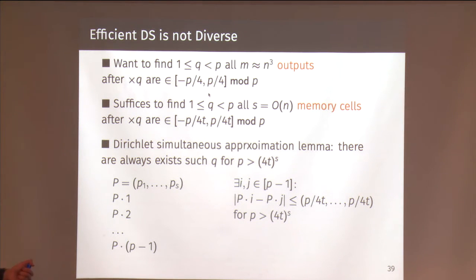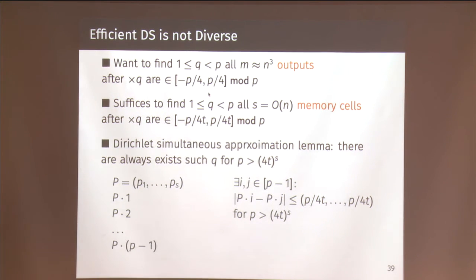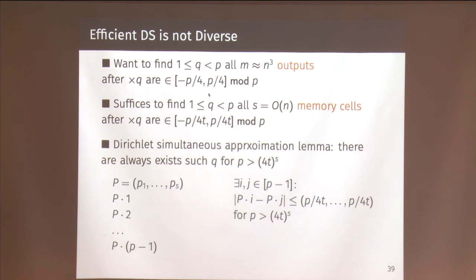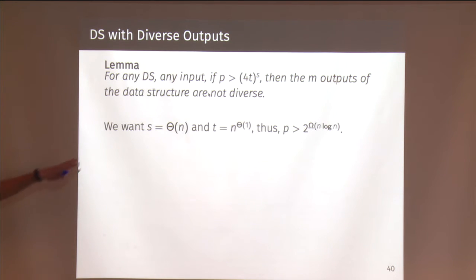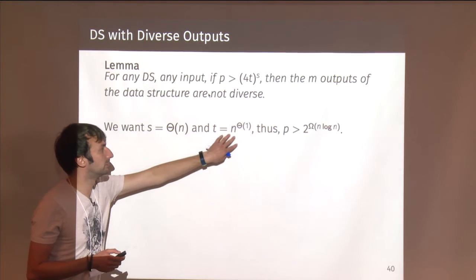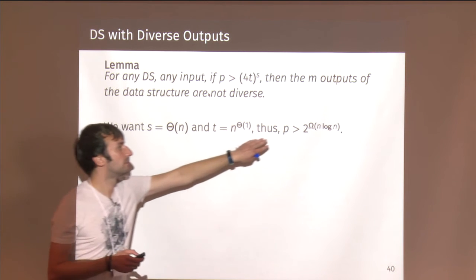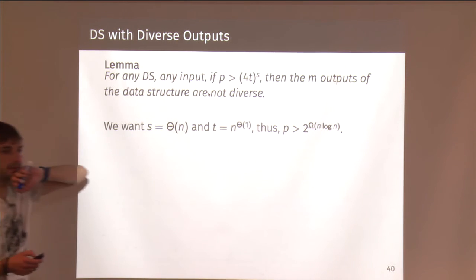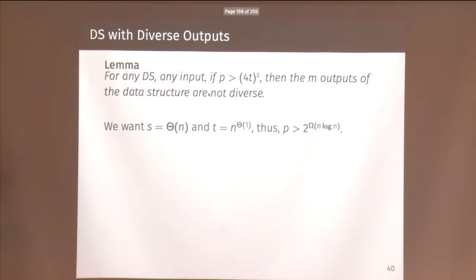Sorry. Okay. Good. So if P is large, then every output of every efficient data structure is not diverse. Recall that we want to prove, say, a lower bound for linear space. We want to prove a polynomial lower bound on T. And this implies that P must be pretty large, at least 2 to the n log n, just for this to hold. P must be at least 2 to the n log n.